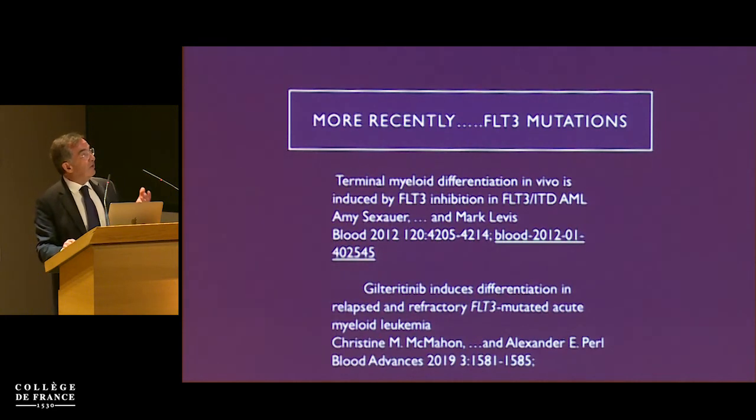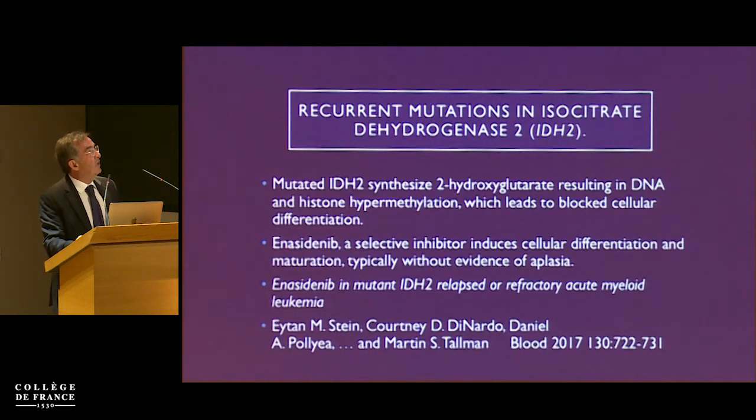So more recently, you know that FLT3 mutation could also, by anti-FLT3 drugs, induce some differentiation. Terminal myeloid differentiation in vivo induced by FLT3 inhibition. And this drug, the GTRDB, induces differentiation in relapsed and refractory FLT3-mutated acute myeloid leukemia. So it's possible now to have other models, and you will discuss today about IDH2, also that mutated IDH2 could be a good model for differentiation therapy in acute leukemia.